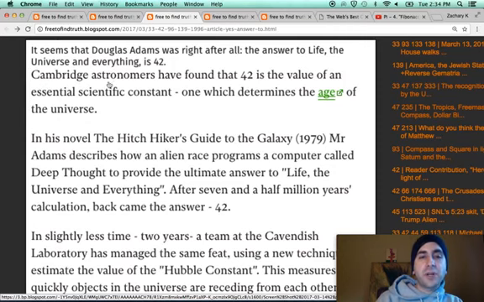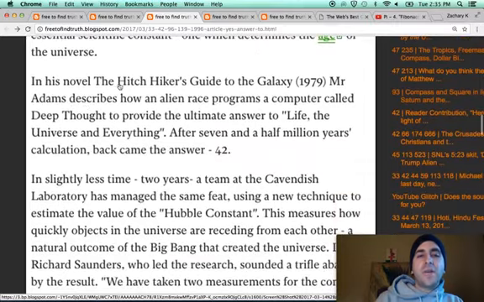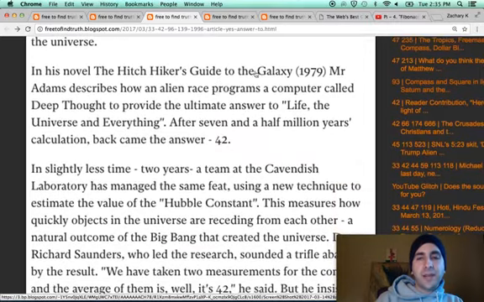Here's what it says. Cambridge astronomers have found that 42 is the value of an essential scientific constant, one which determines the age of the universe. In the end of this video, we'll talk about the word universe. In his novel, The Hitchhiker's Guide to the Galaxy, from 1979, Mr. Adams describes how an alien race programs a computer called Deep Thought. Who wants to guess the gematria of Deep Thought? To provide the ultimate answer to life, the universe, and everything.